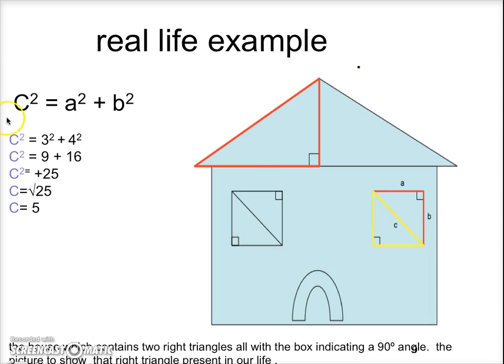We added them together, as we can see here, and squared, they become C squared equals 9 plus 16. C squared then equals 25. Now, don't forget to square root it. So when we square root both sides of the equation, we come with C equals 5.